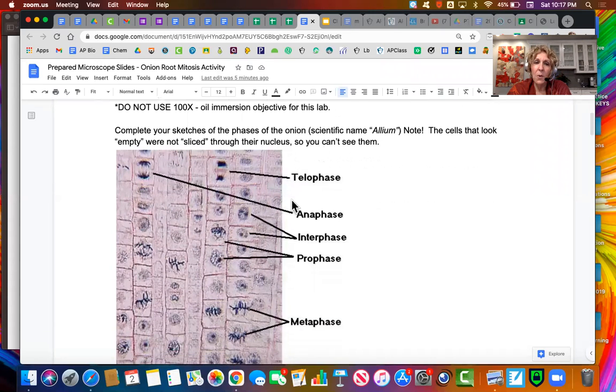So the first thing I want you to do is just review and be able to identify the phases of mitosis. So remember in 9th grade you learned IPMAT. So I stands for interphase, then prophase, metaphase, anaphase, telophase, IPMAT.